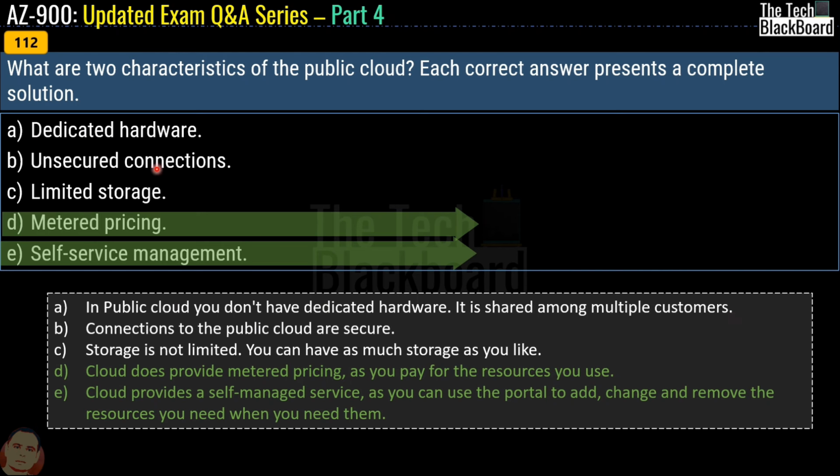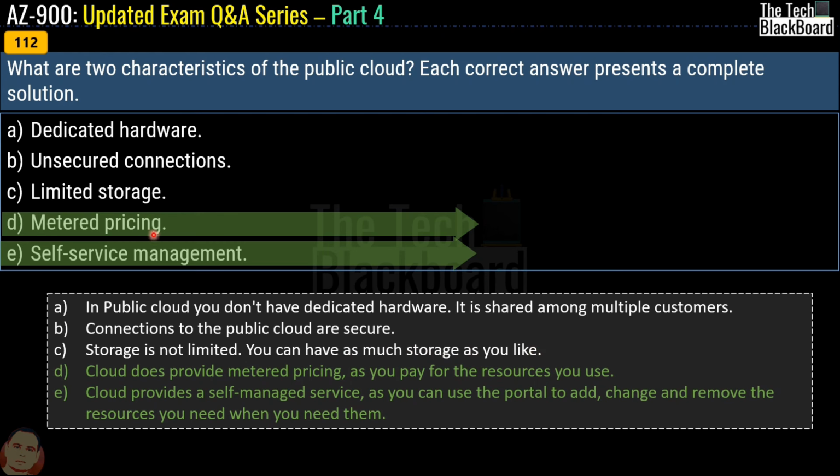Coming to the unsecured connection, and this is not the case because connections in public cloud are very secure. Then we have limited storage. This is also not the characteristic of public cloud because storage is not limited in public cloud. You can have as much storage as you like.